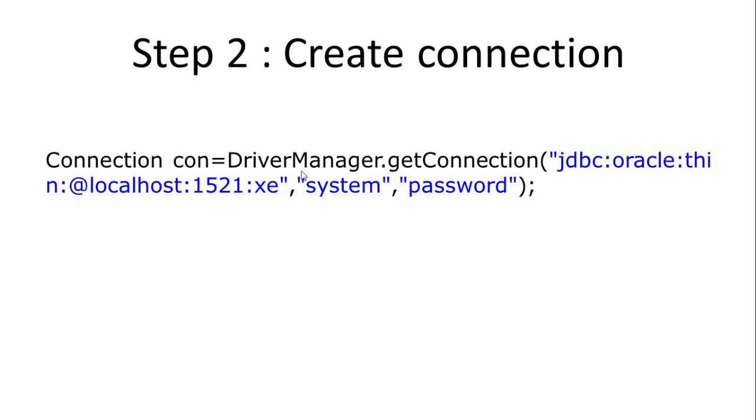Okay. Now the second parameter is system, which is the username. Now the default username for Oracle database is system, right? And that is the reason why I have added system over here. And the last parameter is password. Okay, so this is the same password which you entered while installing your Oracle. Okay, so this is how we create a connection.